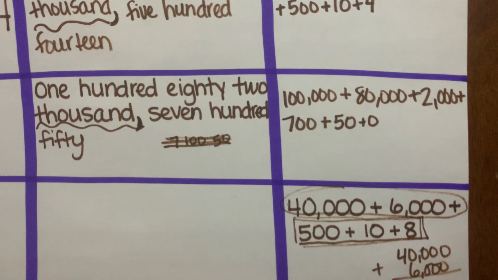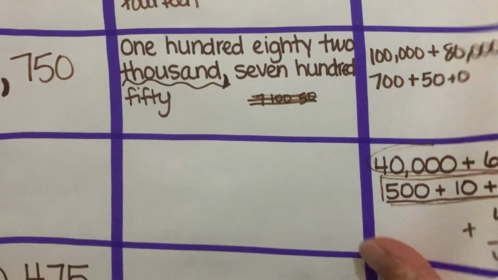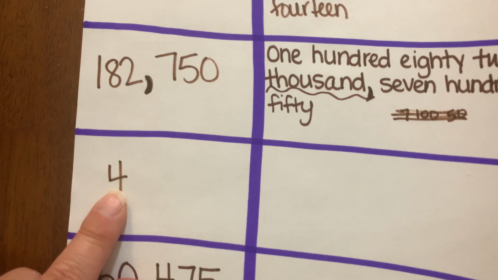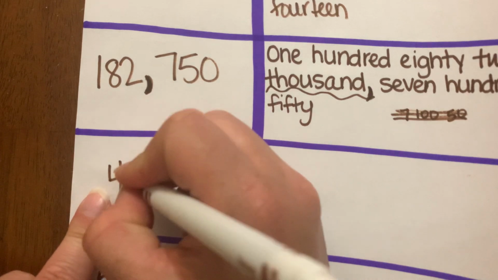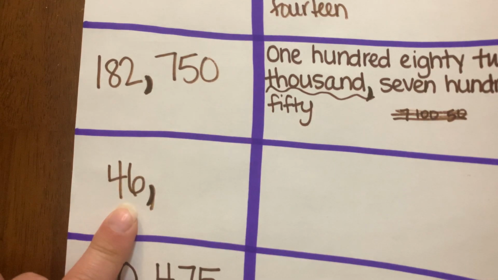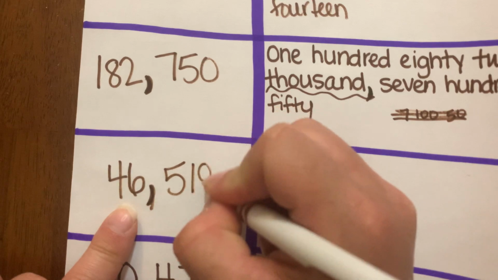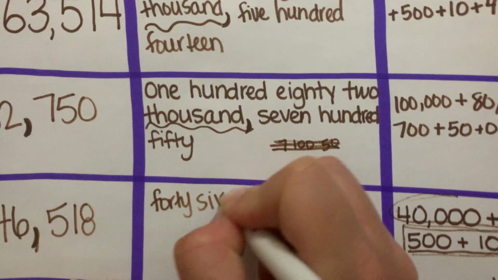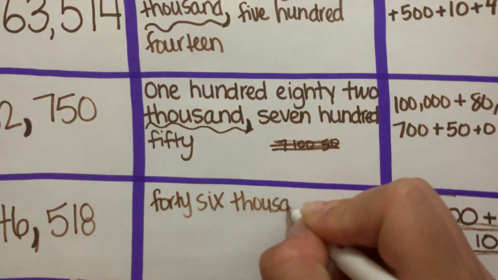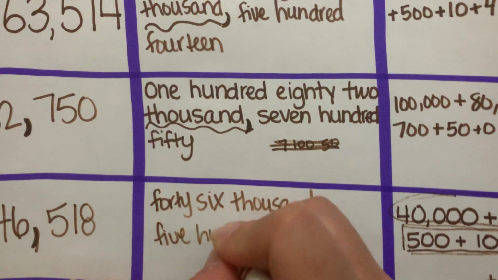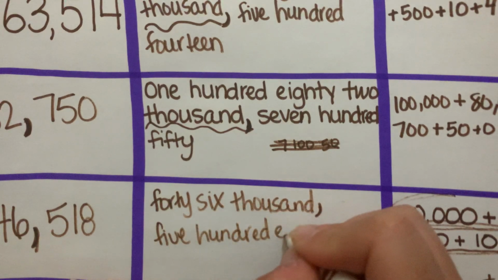It's 46,000. But I could figure it out that way, or I could just think I have a 4 in my 10,000s, and then a 6 in my thousands, so 46,518, like that. And now I'm going to try writing it. 46,000, comma, 518.